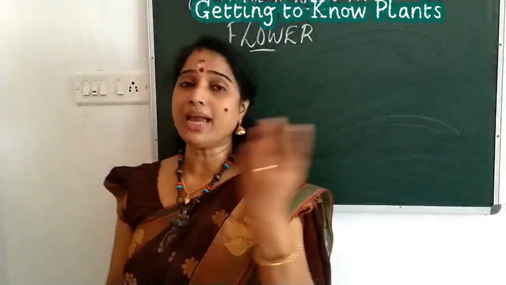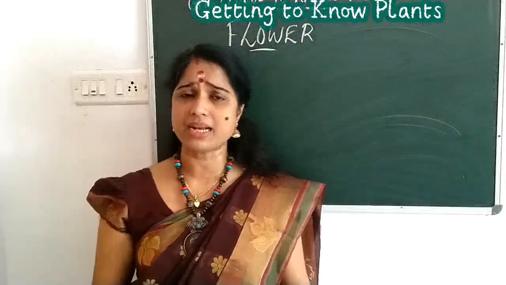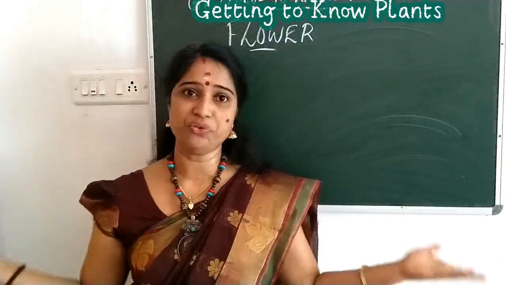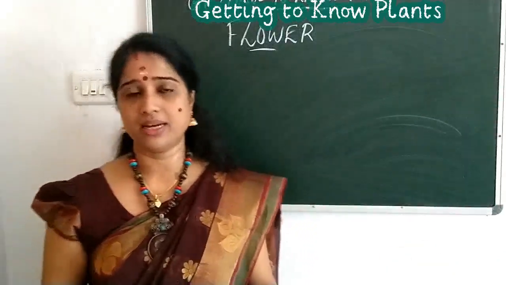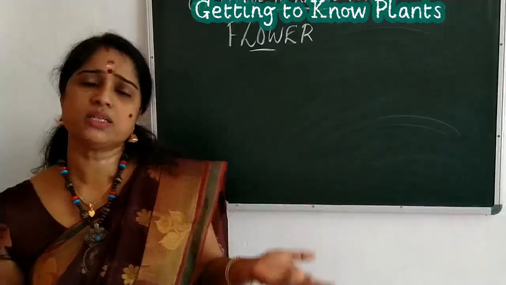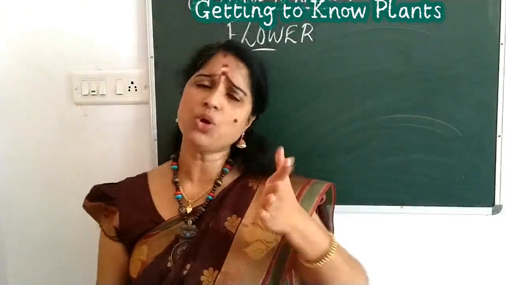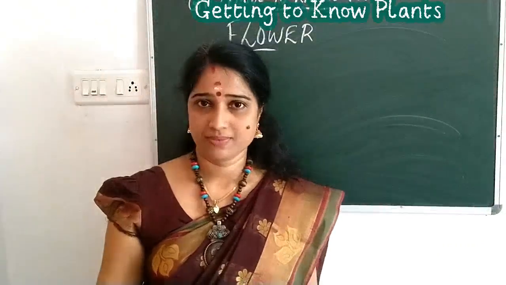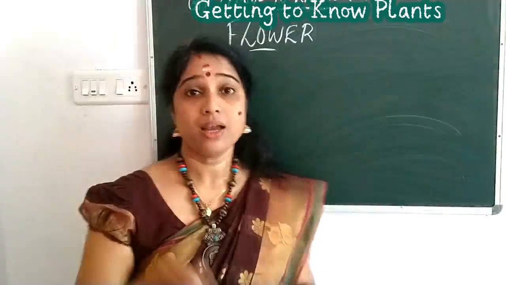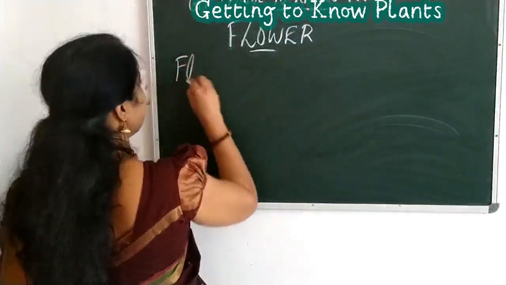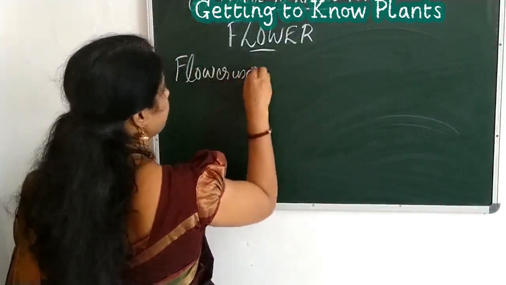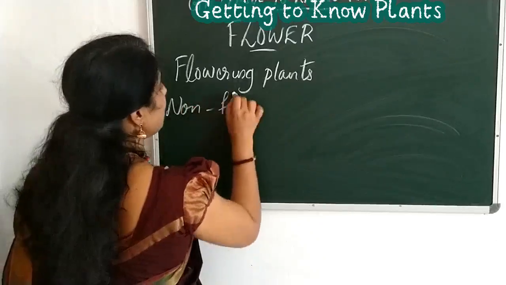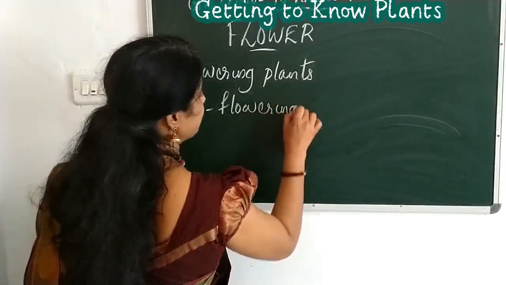Okay, so when we look around us, we can see some plants that do not bear flowers. You can go and check outside. Some plants have leaves and branches, but they do not produce flowers. But some plants produce flowers. So two types of plants are there. One group is known as flowering plants. Another group is known as non-flowering plants.